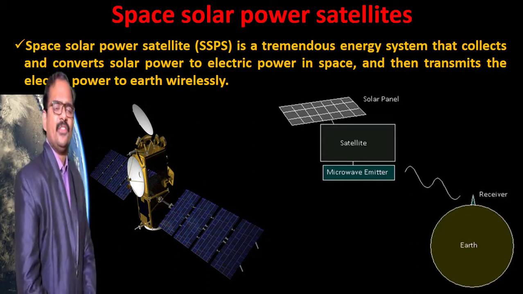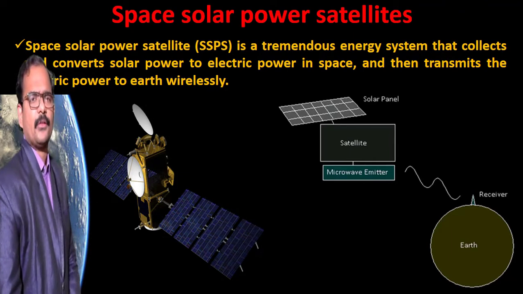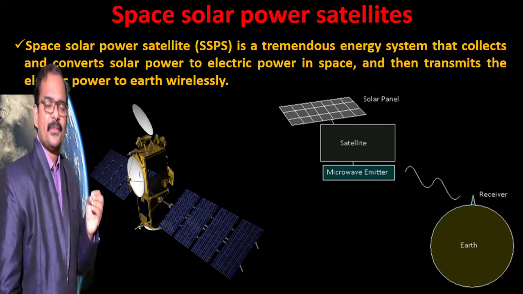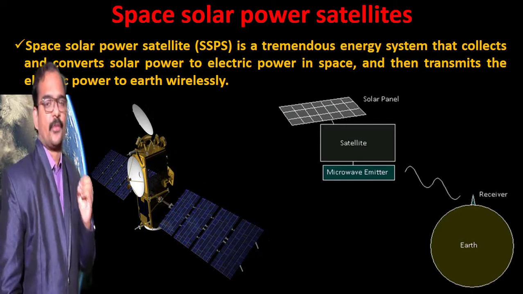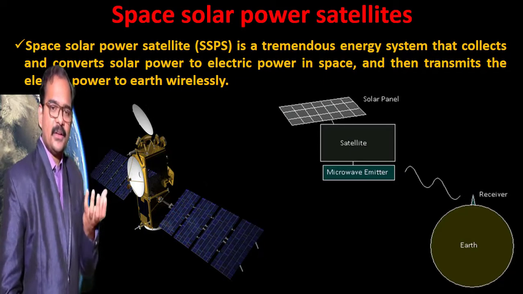So you can observe one thing here. What is the main drawback of this solar system? The solar system is inconsistent. That is, the solar energy is not constant on the earth's surface. It will be available only for a particular time.